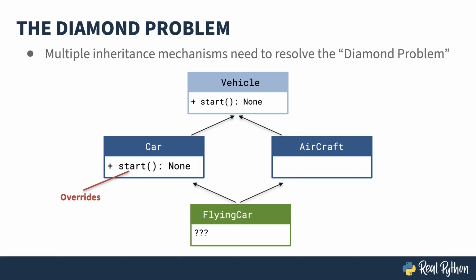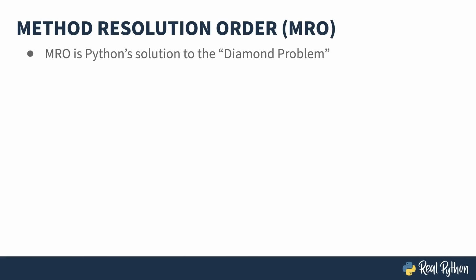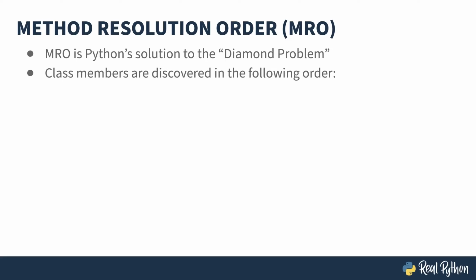Different languages deal with this problem differently. Let's talk about how Python does it. Python's answer is called the method resolution order, or MRO to its friends. When you look for a member on a class or object, Python looks for it in the following order. First, it looks at the current class. Then at the leftmost superclass. That's the first one listed in the inheritance declaration.